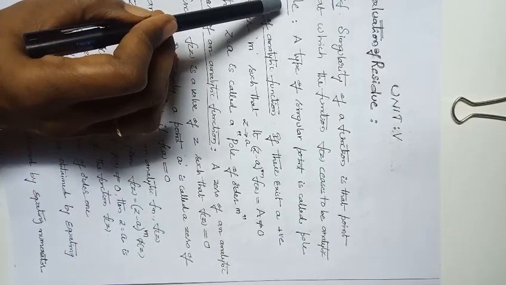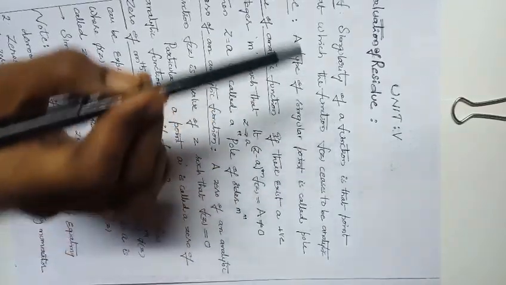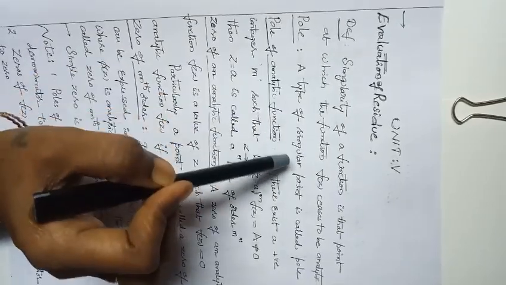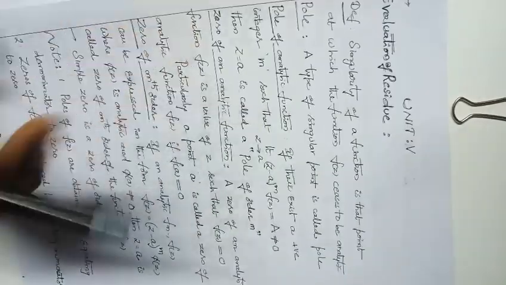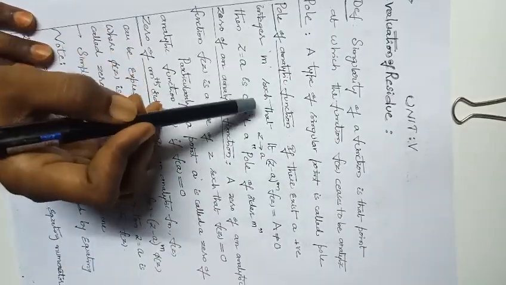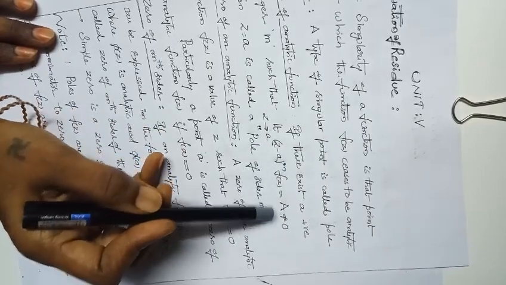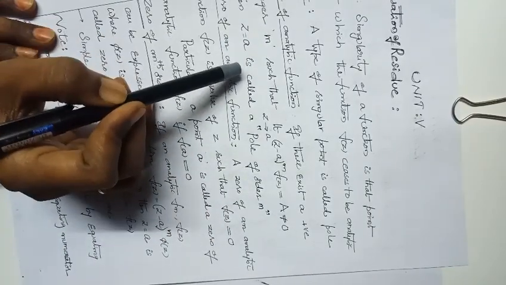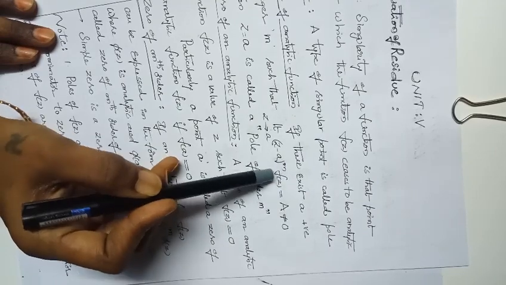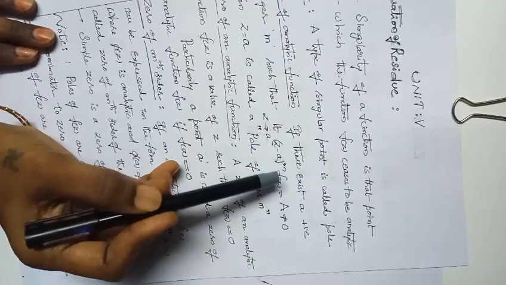Next one is pole. A type of singular point is called a pole. A singular point is also called by another name, pole. So the pole definition is simply a type of singular point. Pole of an analytic function: if there exists a positive integer m such that limit of z tends to a, of z minus a whole power m times f of z, equals a value which is not equal to 0, then the point z equal to a is called a pole of order m. Here the power of this factor is m and the product of these two is not equal to 0, then z equal to a is called a pole of order m.